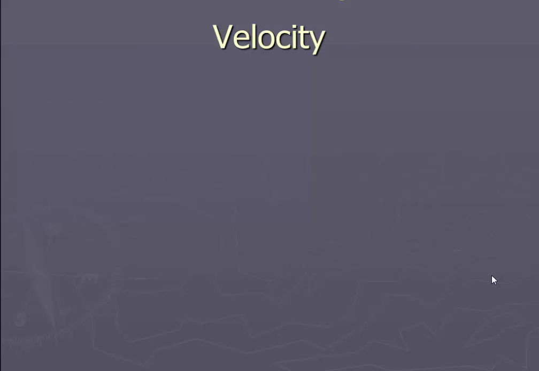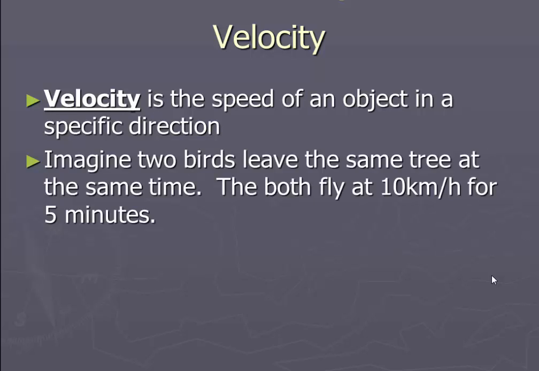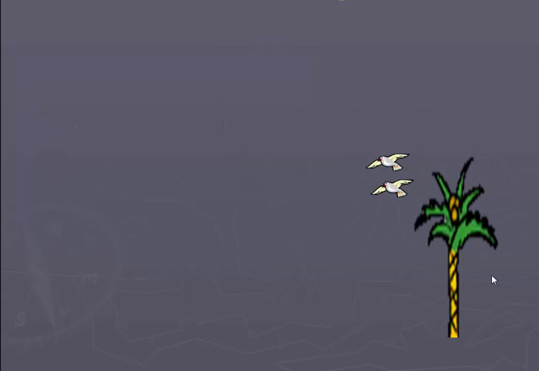If we look at velocity, however, this is the speed of an object in a specific direction. So we always have direction when we are talking about velocity. Imagine 2 birds leaving the tree at the same time. They both fly at 10 kilometers per hour for 5 minutes. Why don't they end up in the same place?